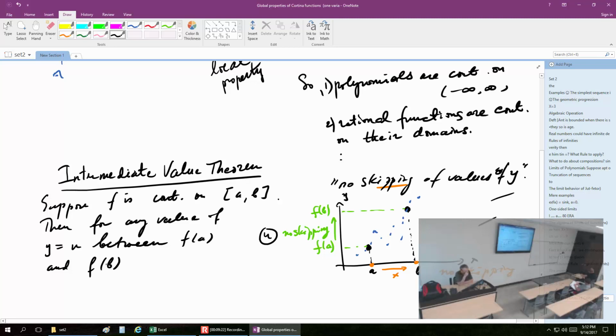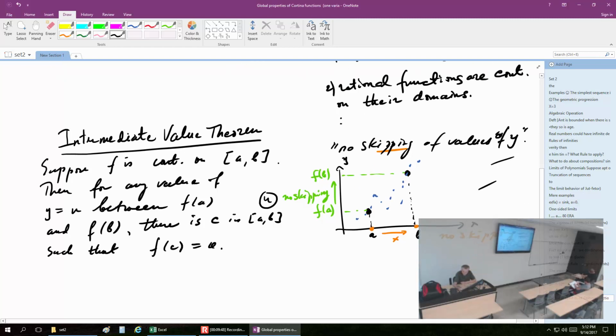Okay. We take any value, and then we're saying that it's been covered. What does it mean? It means that this u comes from somewhere. It comes from some value of x within the interval. So there is, say, a c in [a, b] such that f of c is equal to u.